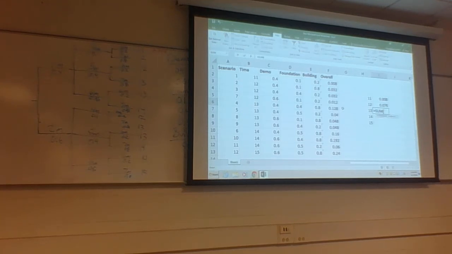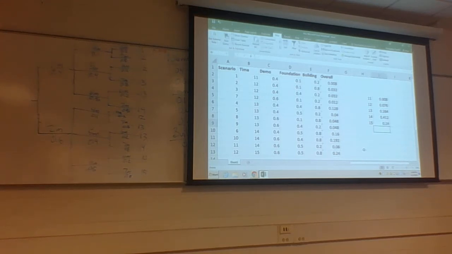How many scenarios do you have at 13? Four. Get all those. How many scenarios do we have at 14? Three. We got these last three right here. And then just to make it symmetric for 15, Building scenario 12.